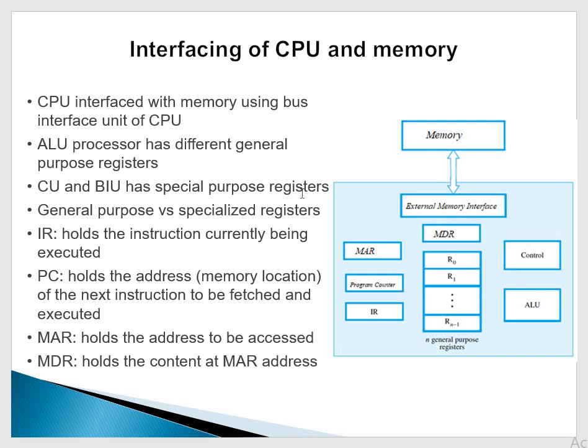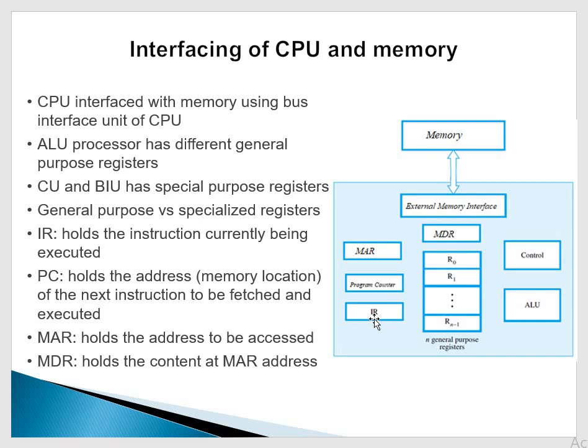CU and BIU have the special purpose registers. CU is the control unit of the processor, and BIU is the bus interface unit. These two units of the processor have some special purpose registers. As we have already discussed, this is the PC, program counter. This is a special purpose register. We cannot use this program counter as a general purpose register to store the data during the execution of the program, because it performs a special function, and the function of this program counter is to store the address of the next instruction which will be executed next. And similarly, this IR also is a special purpose register.